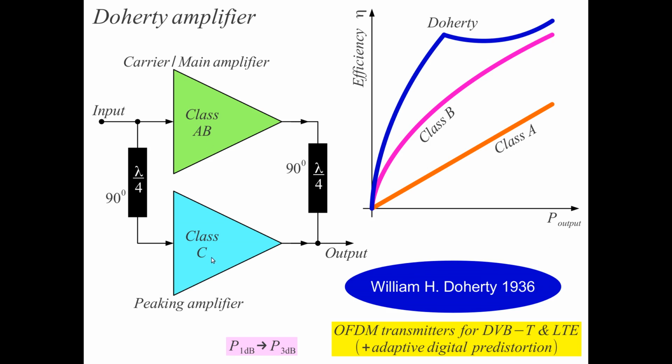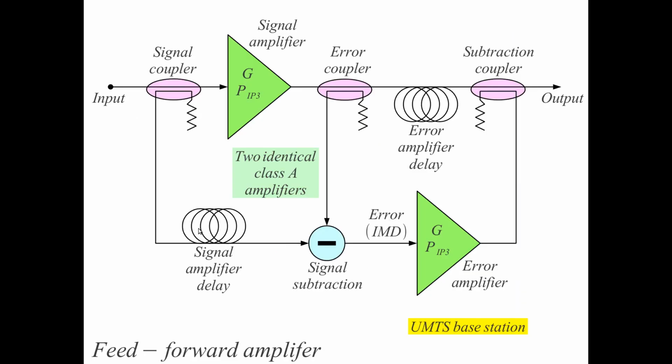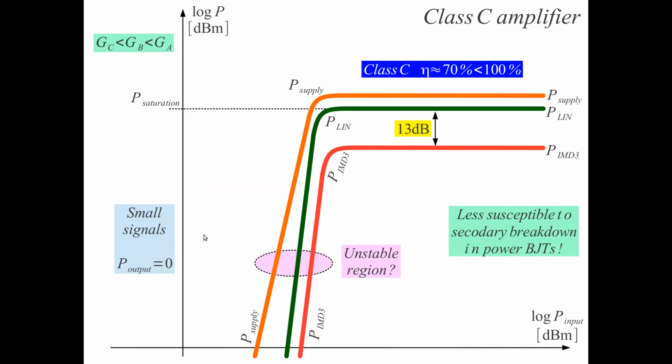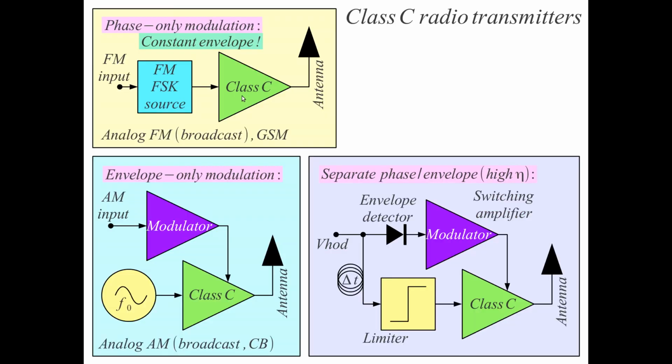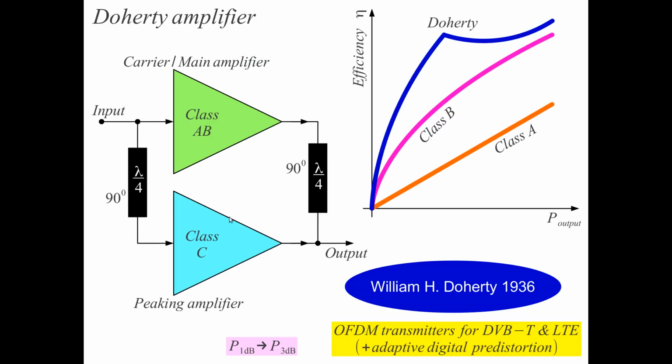He used the 2 tubes in parallel, but Doherty biased one of the tubes in class AB operation and the other tube in class C operation. They were operated in quadrature, so with 90-degree phase shift using 90-degree delay lines here. And for small signals, this carrier or main amplifier was only being used. The class C amplifier did not react in the small signal operation. The class C amplifier only became active at the peaks of modulation. So that's the reason why it's called the peaking amplifier.